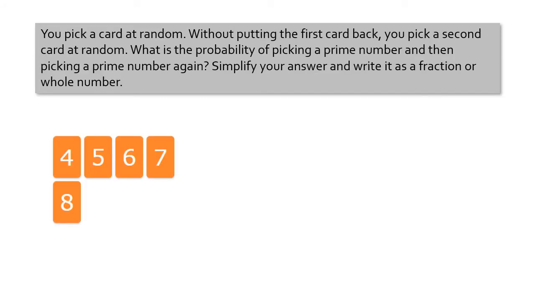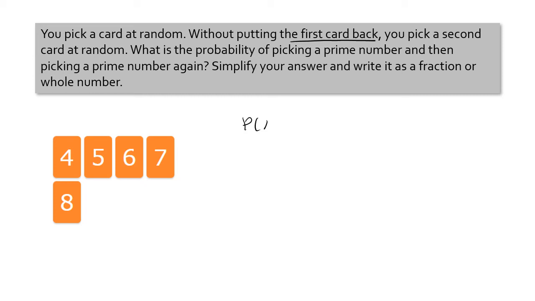All right, suppose you pick a card at random without putting the first card back, so that's how you know these are dependent, because you're not putting it back, there's no replacement. You pick a second card at random. What is the probability of picking a prime number and then picking a prime number again? Simplify your answer, write as a fraction.